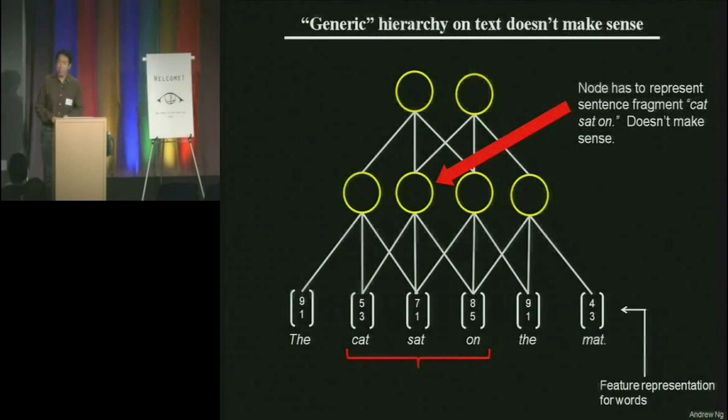But if you look at that node, it turns out this generic hierarchy doesn't really make sense for text, right? Because that node where the arrow is pointing sees the input "cat sat on," and so it's the job of that node to represent the phrase "cat sat on." But the phrase "cat sat on" is not even a proper English phrase. It doesn't mean anything, right? So it doesn't make sense to try to represent the phrase "cat sat on." It just doesn't mean anything.